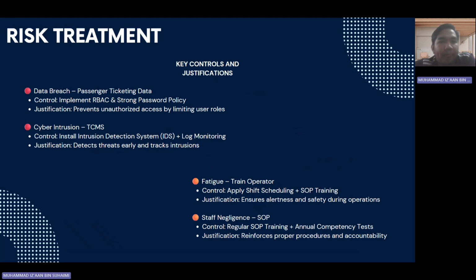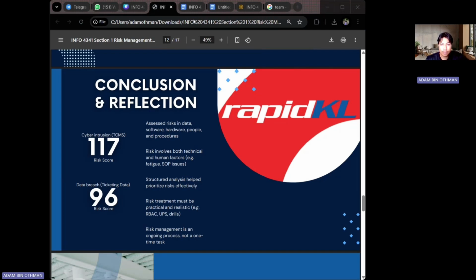Thank you. To conclude, our project focuses on identifying and managing risk in the RapidKL transportation system. We analyzed key assets ranging from data and software to people and procedures. We used the hybrid model to calculate risk values and determine appropriate treatments. One major takeaway is that risk is not limited to technology. Human factors like fatigue and communication gaps also play a big role.